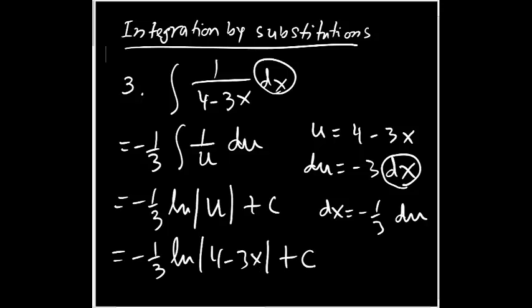Now if you look at the domain of this function, you will see that the domain is 4 minus 3x should not be 0. That's the domain. Also, if you look here, since the absolute value sign is there, only the inside should not be 0. So the domain is preserved. Make sense? Okay.